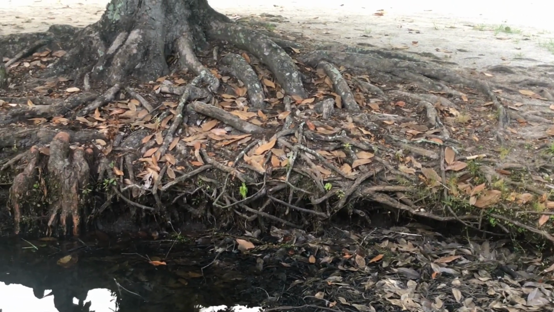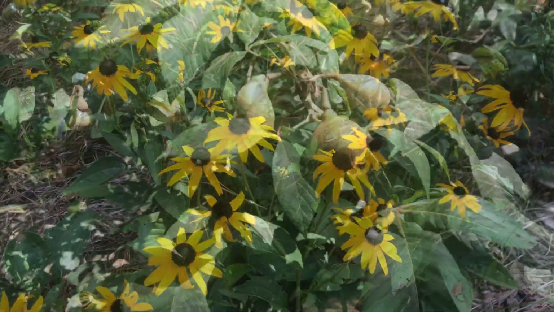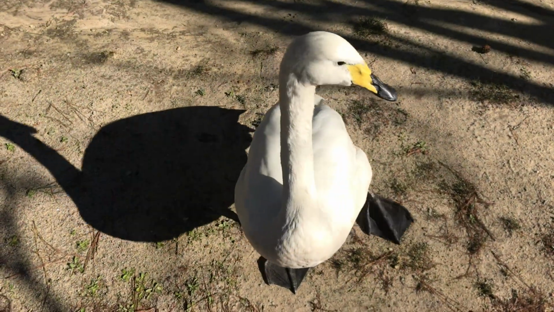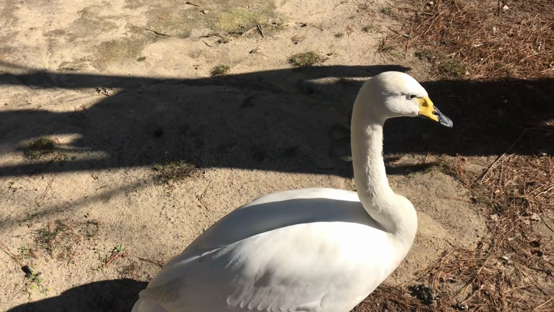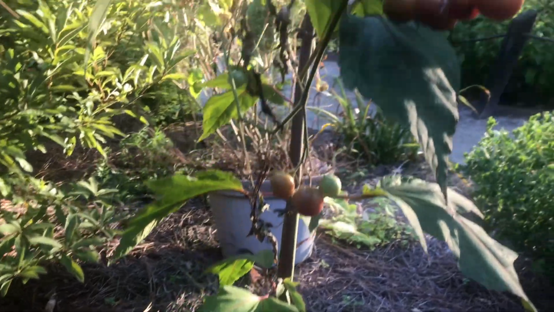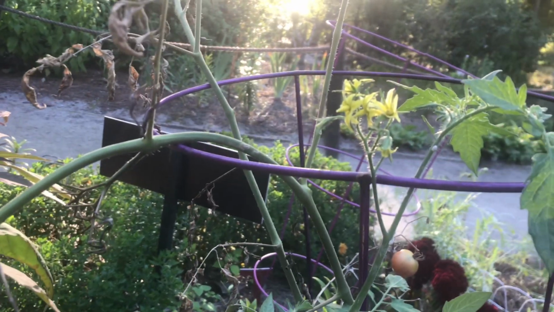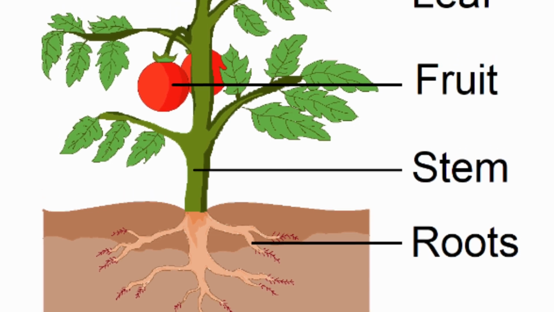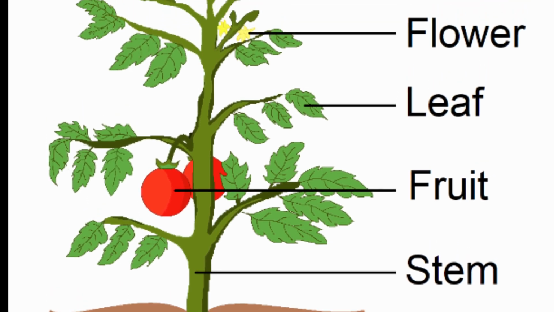Plants have specific structures like roots, stems, leaves, flowers, and fruit that help them survive, grow, and produce more plants. Hey, Sue, can you show the kids a plant that will help them understand the different plant structures? Oh, Sue, that is perfect. This cherry tomato plant has everything that we need. It has roots, stems, leaves, fruits, and flowers. To make it a little bit easier to see, here is a drawing that shows the roots, stem, fruit, leaf, and flower of the tomato plant.